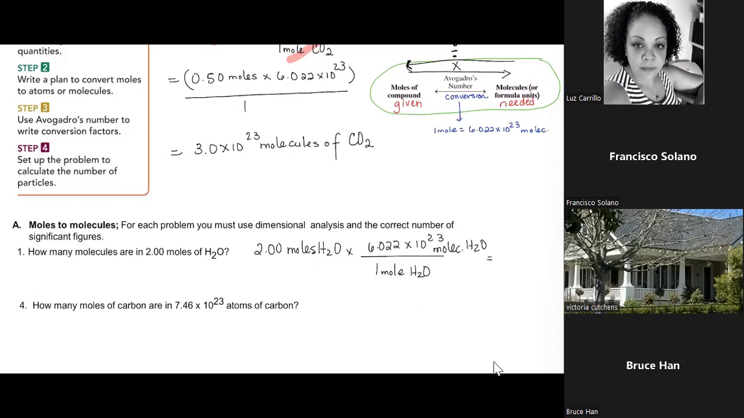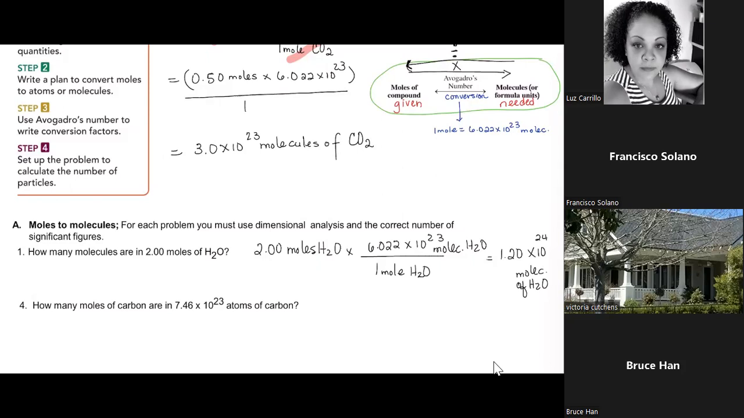Okay. How many sig figs do I need to put in my final answer? Excellent. So again, remember that you need to put the correct number of significant figures in your answer. It is important. 1.20 times 10 to the 24 molecules of water. Okay. On number four, and this is just selected examples from the in-class worksheet.